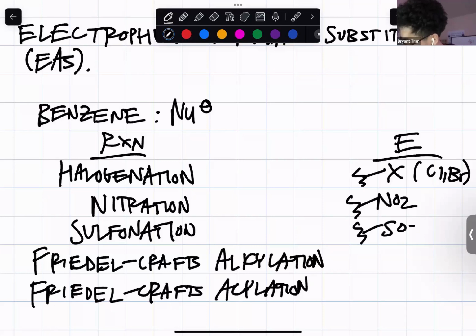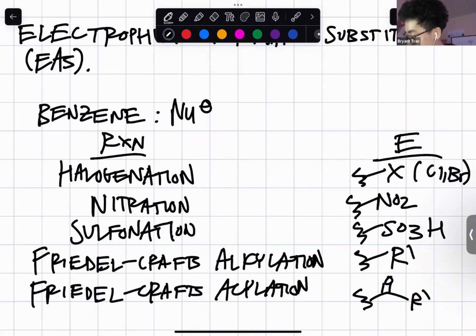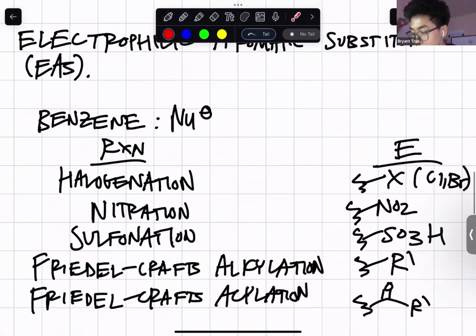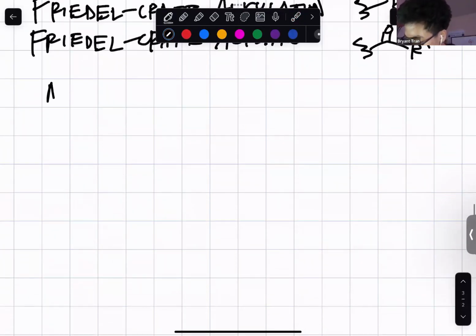Sulfonation is going to add a sulfonate group onto the benzene ring. Friedel-Crafts alkylation is going to add an alkyl group, R group, onto the benzene ring. And Friedel-Crafts acylation is going to add an acyl group or carbonyl group with an R group attached to the benzene ring, right? So let me give you guys the general mechanism of this right here.